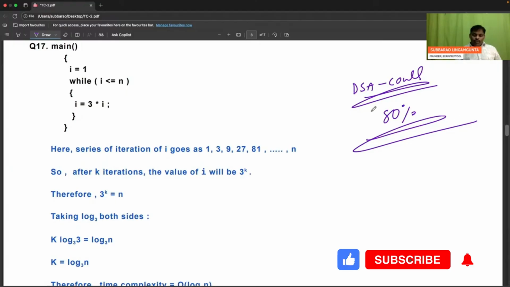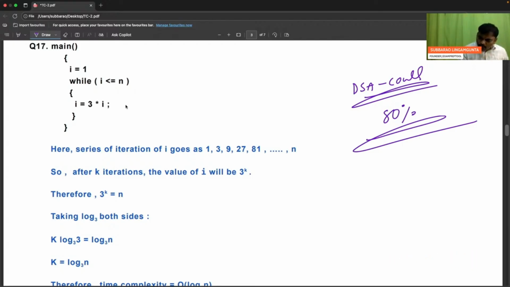I is equal to 1, while I is less than or equal to n, I is equal to 3 into I. So I think it is the same problem. Can you see this one? If you observe clearly, it is the same thing, one more time.